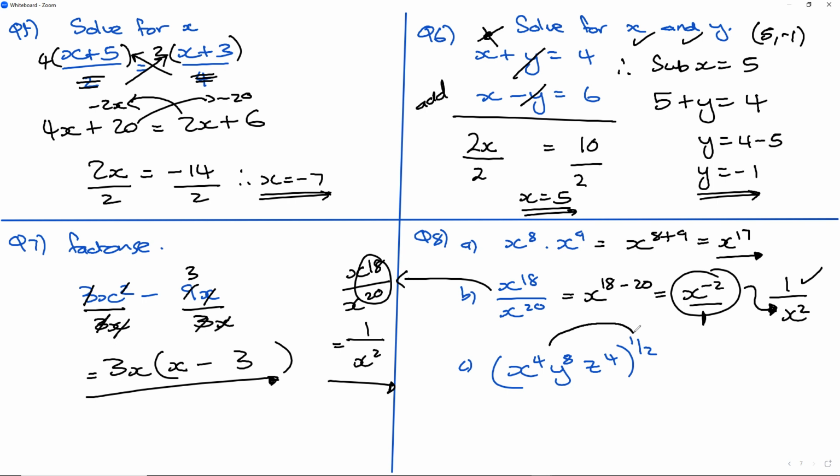Okay. When you have a power on the outside of the bracket, you multiply it by every single value on the inside of the bracket. And that's going to become x to the power of 2, y to the power of 4, and z to the power of 2. And that's going to be that answer over there.